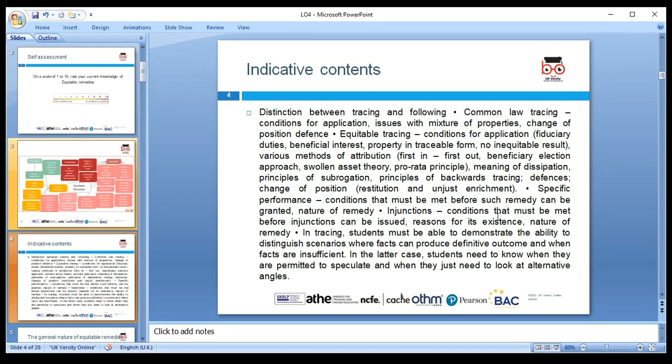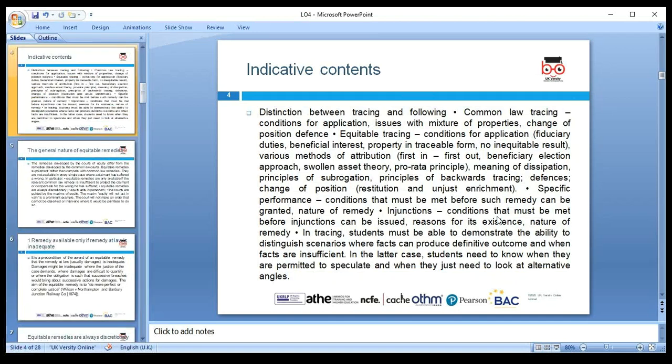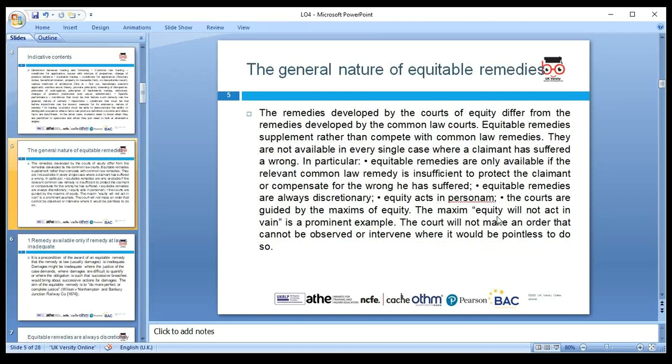Then we've been given the indicative content, what we're supposed to learn, and these points will be addressed in our lesson today. So first we'll go through what these terminologies are about: the remedies dealt by the court.